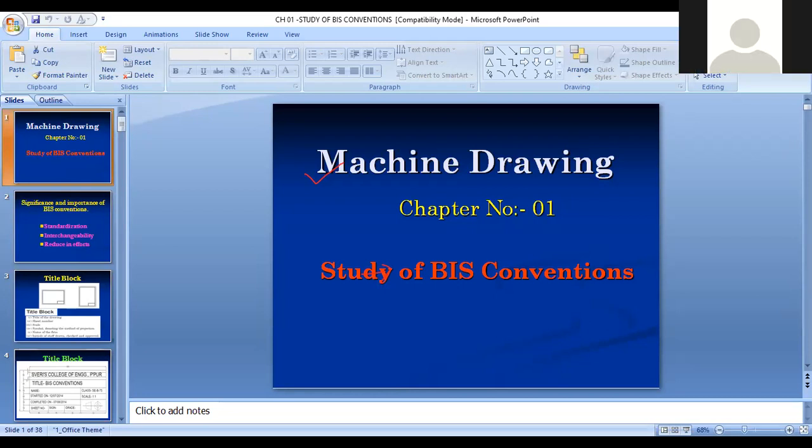Title block: to give the name to the component or drawing, or to give dimensions. Okay. Good.